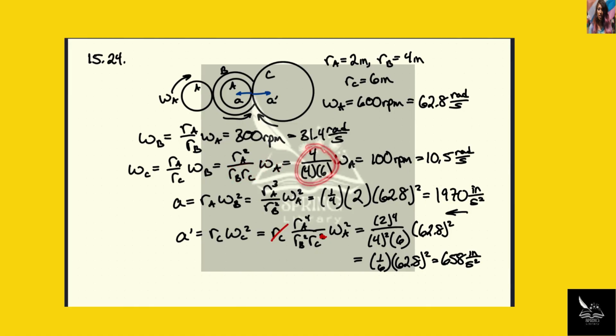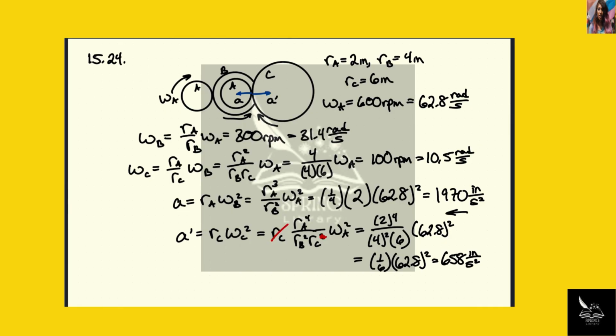I plugged them in. I used inches here, which is fine because the inches all cancel out. So we don't really need to convert these to feet because the conversion factor would cancel out, because this is just a non-dimensional value here. So we get 1/6 of omega A, which is 100 RPM or 10.5 radians per second.